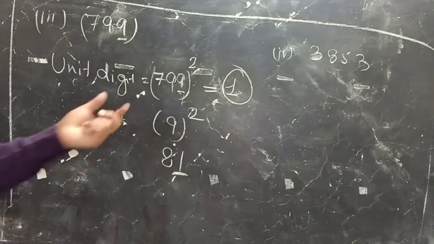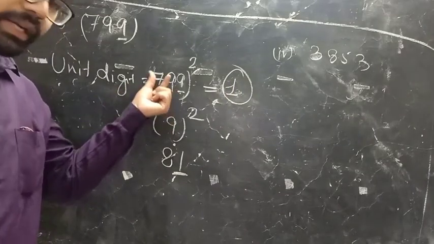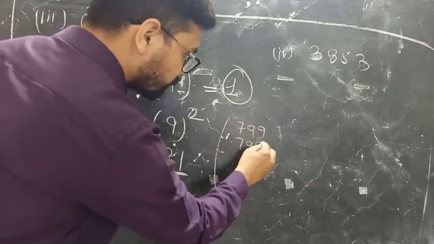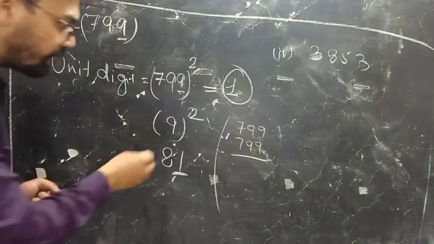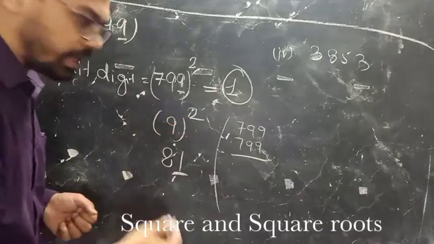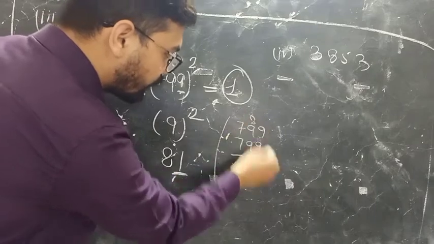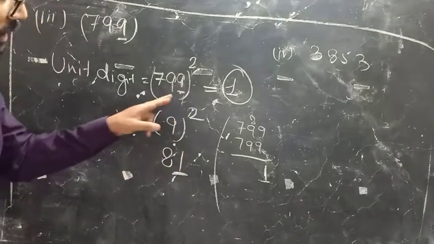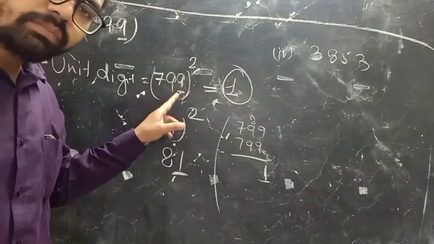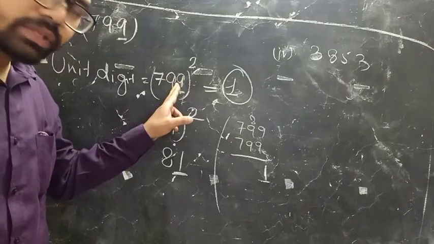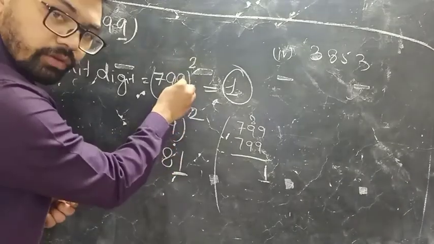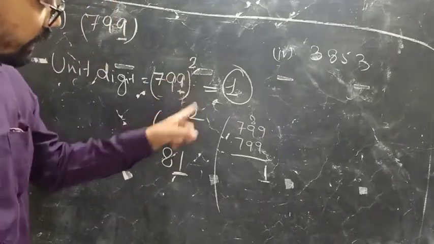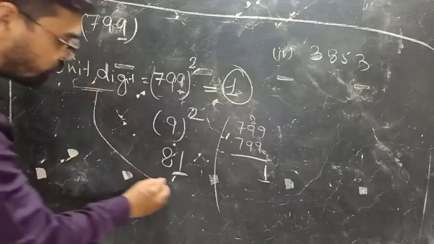Any doubt? No need to multiply, no need to square 799. I mean, don't do it like this, 799 into 799. And why am I choosing this 9 only? The logic behind it is that 9 nines are 81, so the unit digit is 1. That's why I am just considering the unit digit of this number. The square of this unit digit will give me the unit digit. So the unit digit of the square of 799 is equal to 1.